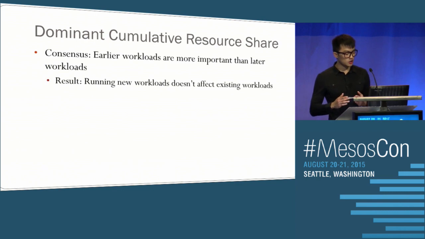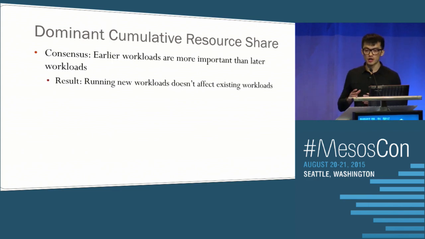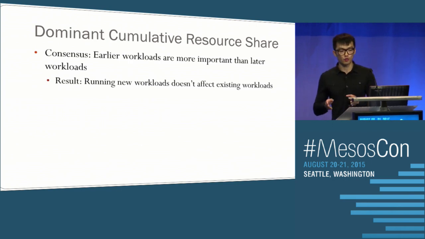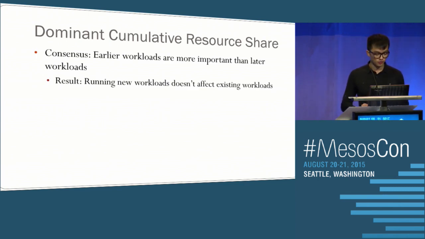And to do that, if you think about the definition of DCRS, and again, there's a consensus among our users that earlier workloads are usually more important than later workloads. That's how they organize their simulations. Combining those two, running new workloads really doesn't affect your existing workload, because the score of your existing workload is only calculated from your existing workload. That's just another idea I want to communicate behind how we come up with this cumulative idea. It's not random. It really starts with the user experience. We want to have this nice property, and we end up designing the score function.